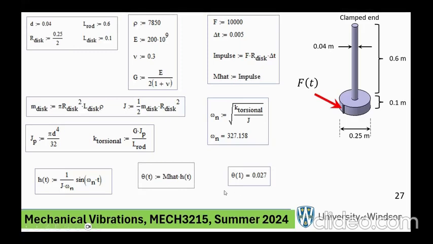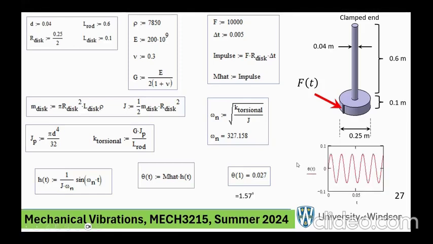And that's it. You want to know how many degrees after 1 second? Just plug it in. T equal to 1. You know everything, and you get 0.027 radians. It has to be converted to degrees, approximately 1.57 degrees. And that takes care of the lecture today. Here's the plot of it, by the way. No damping, the amplitudes stay constant.